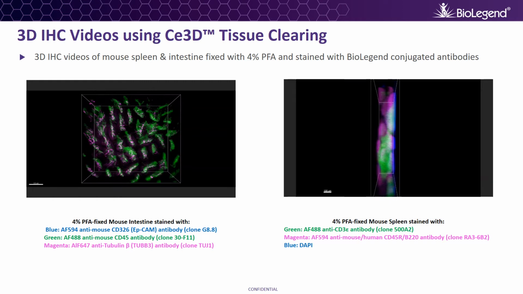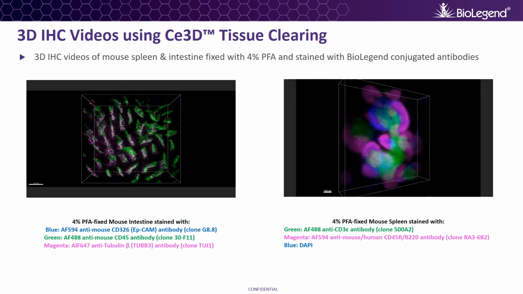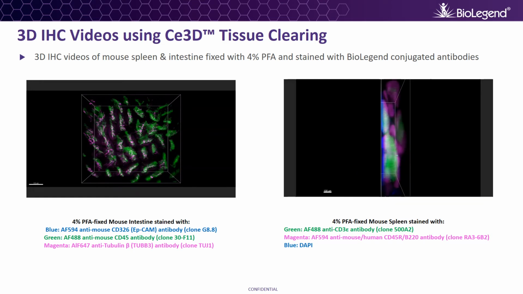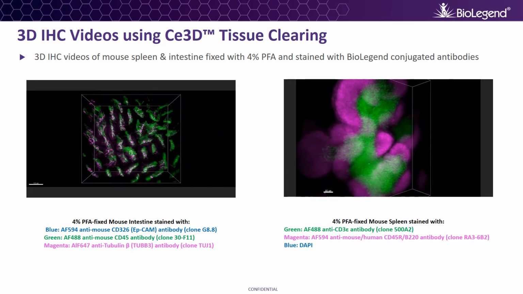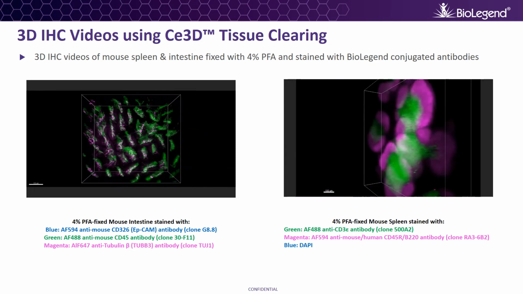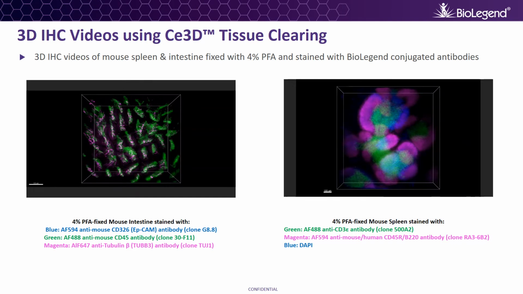In the video to the right, I'm showing a video from a tissue section from a mouse spleen that was stained with CD3 epsilon, CD45R, and DAPI. CD3 epsilon is a T cell marker, CD45R is a marker for B cells, and DAPI stains the nuclei. The video demonstrates the spatial localization of B and T cells within B cell and T cell zones of a mouse spleen, respectively. The antibodies used in these videos are available at BioLegend.